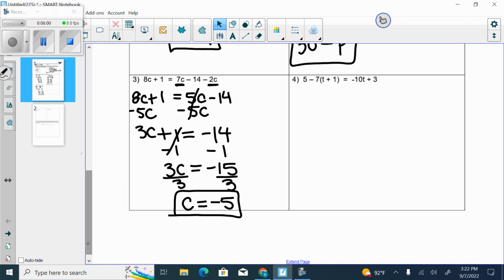All right, we got one more here on the front. So looking at number 4, what do you guys think we should do first here? Parentheses, right. So inside the parenthesis, there's nothing to do, but we have something in front to distribute in, right? What are we going to distribute? Is it 7 or is it negative 7? Negative 7. Okay, so I'm going to bring down my 5. I've got negative 7 times t. What's that?